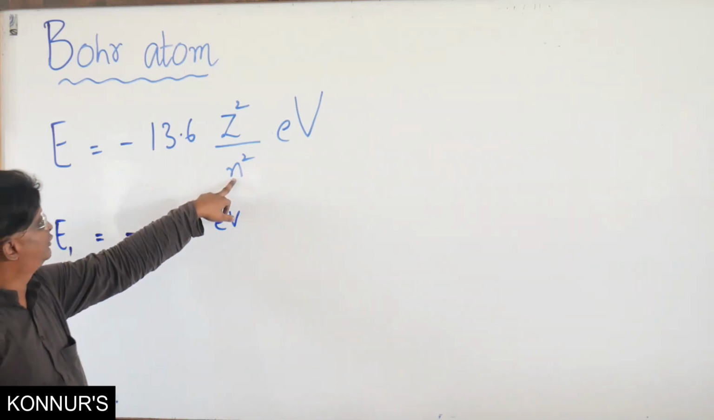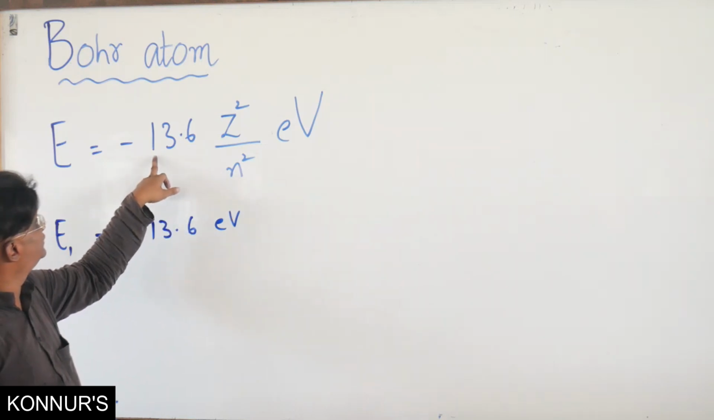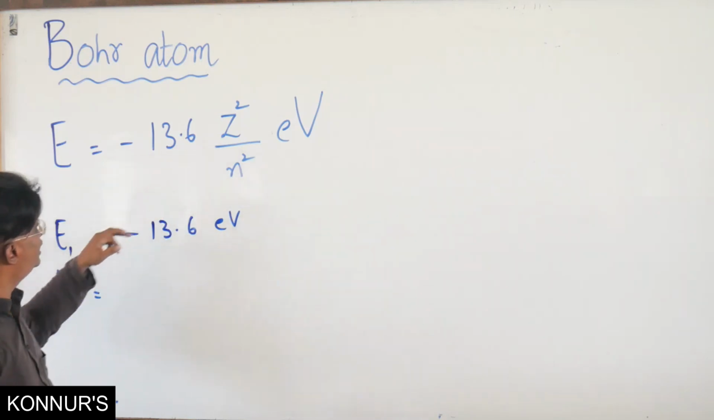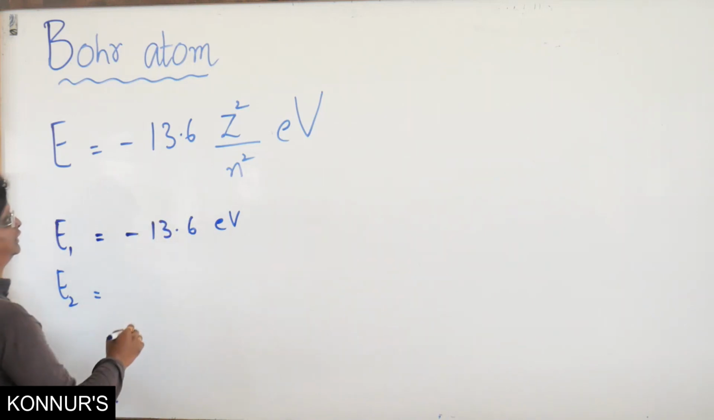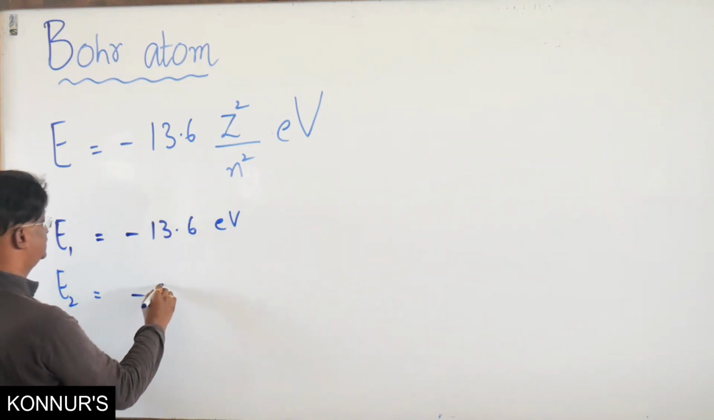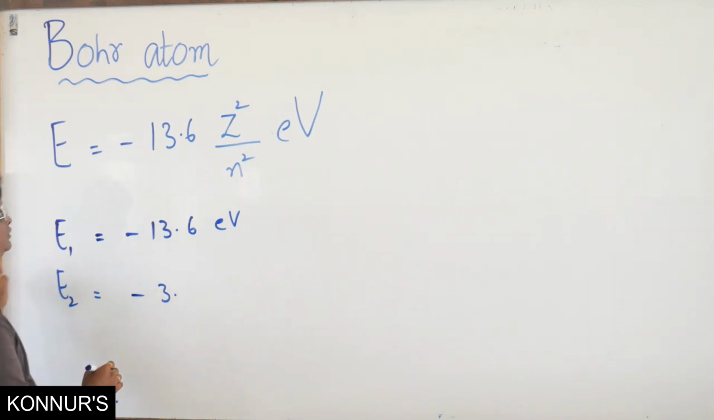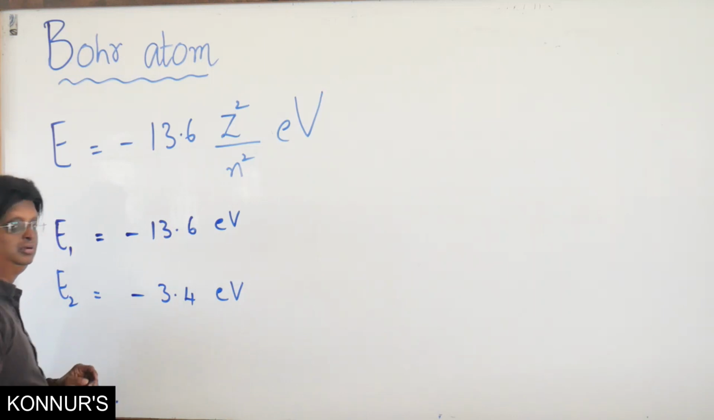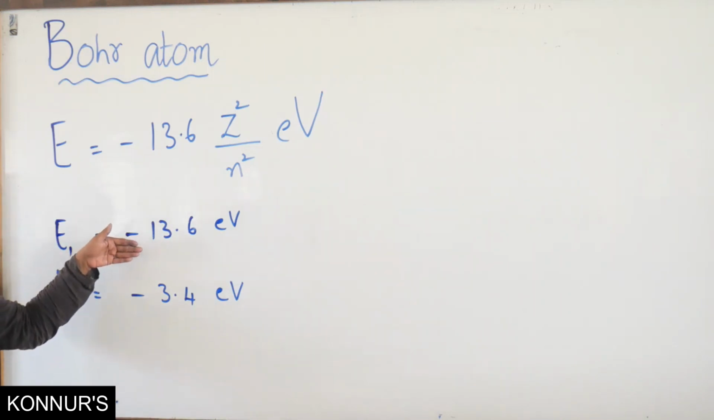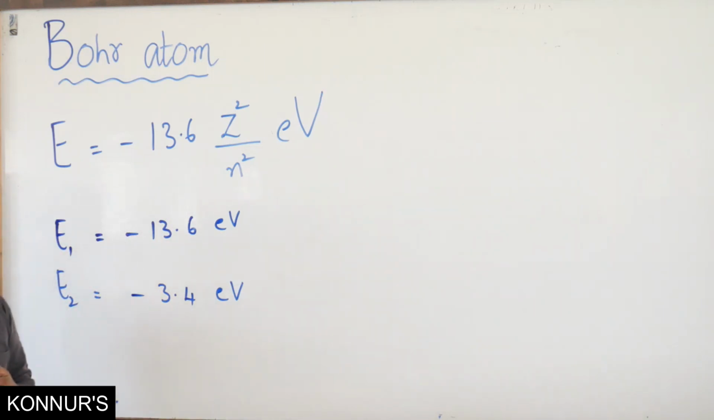E2, n is equal to 2, means minus 13.6 by 4, right? It will be 4. Then 4 threes are 12, and then this one is minus 3.4 electron volt. You see the negative value is decreasing, that is where we say the energy of the orbital electron is increasing with the principal quantum number.